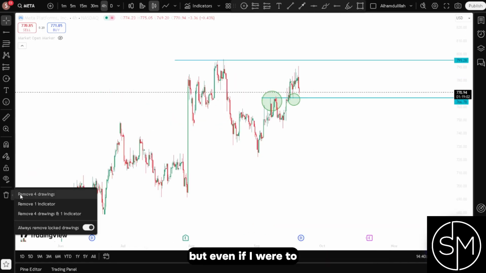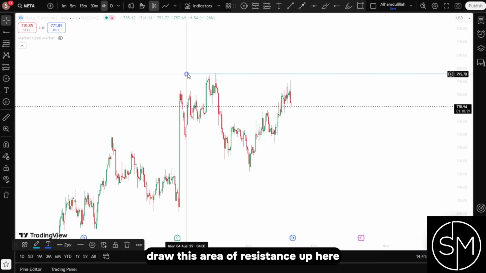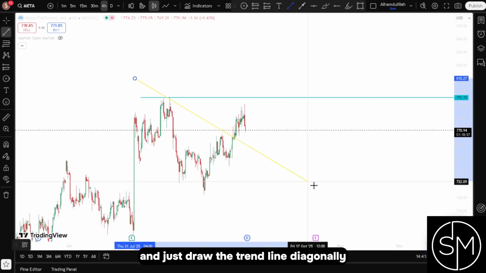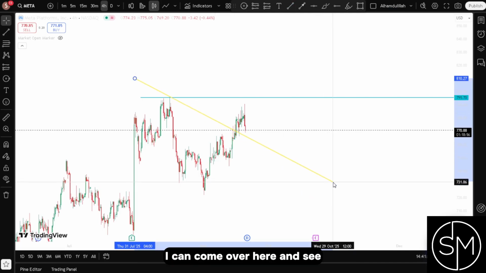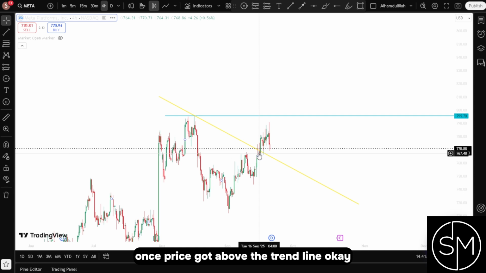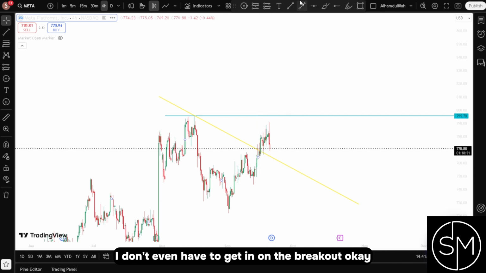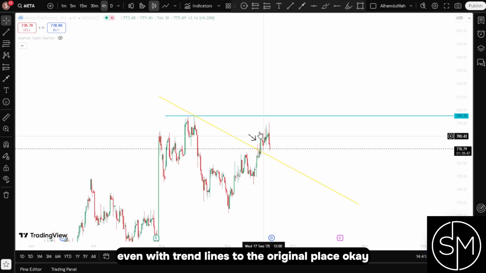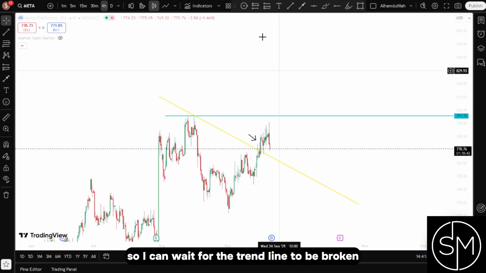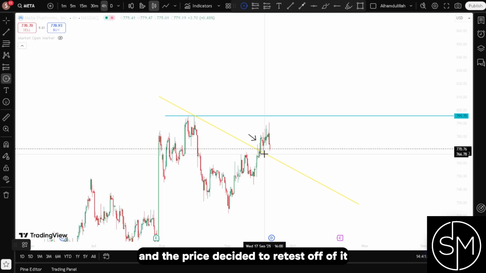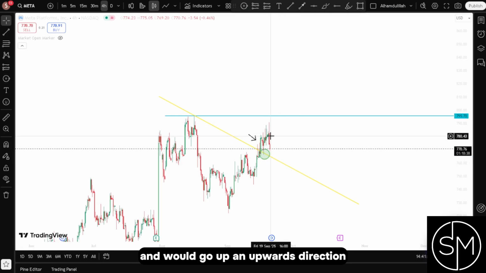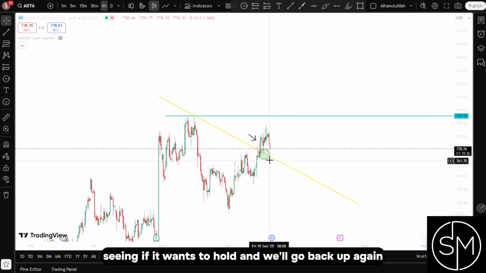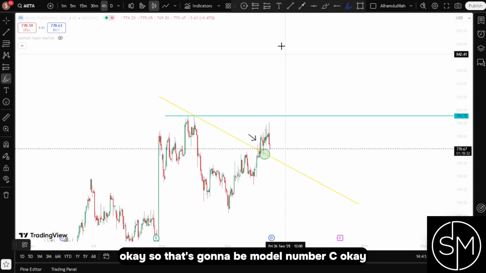But even if I were to draw this area of resistance up here and just draw the trend line diagonally, I can come over here and see once price got above the trend line, okay, I don't even have to get in on the breakout. Okay, I can actually play break and retest even with trend lines to the original place. Okay, so I can wait for the trend line to be broken, and the price decided to retest off of it, and it would go up in an upwards direction. Now we're falling back down, seeing if it wants to hold, and we'll go back up again. Okay, so that's going to be model number C.